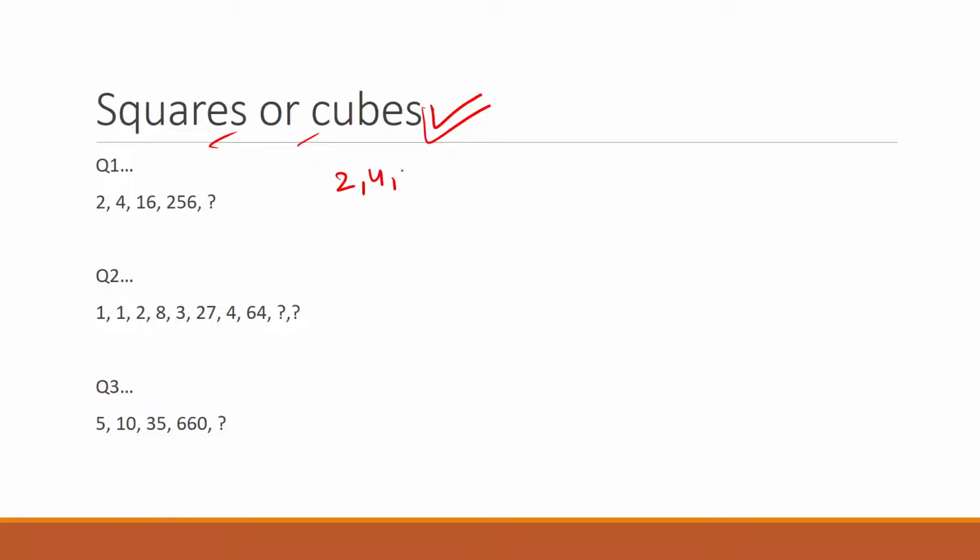This is 2, 4, 16, 256. And one specialty that you will see in squares and cubes is that the numbers will rise very quickly. That is 2, 4, 16, and then it jumps to 256. So you can see here that the difference won't work out in this case. So this is simply 2 square is 4 and 4 square is 16. 16 square is 256, and the answer would be 256 square. So you need not calculate.